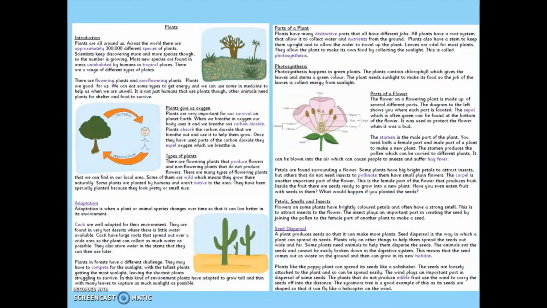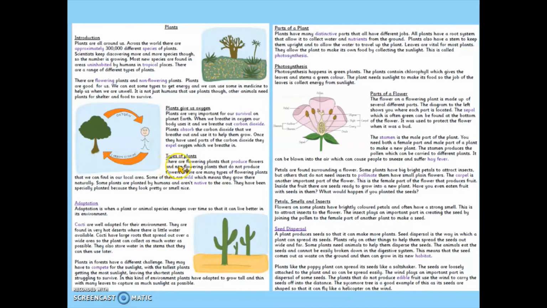When we breathe in oxygen, our body uses it and we breathe out carbon dioxide. Plants absorb the carbon dioxide that we breathe out and use it to help them grow. Once they have used parts of the carbon dioxide, they expel oxygen, which we breathe in. And there's a picture here to demonstrate this. There's a person that breathes in oxygen and breathes out carbon dioxide. And then the trees absorb the carbon dioxide, use it to help them grow, and then expel oxygen. They get rid of the oxygen.